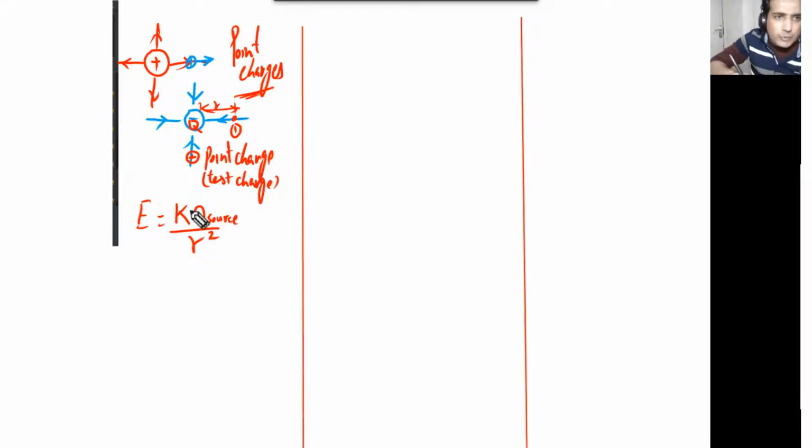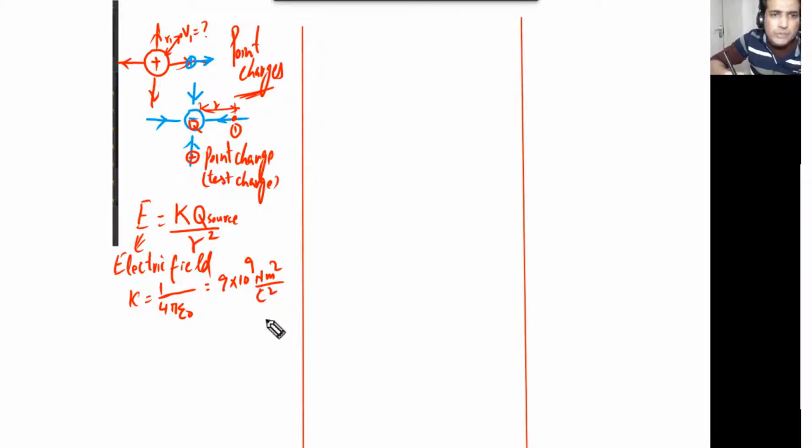Now, if we need to find the potential at any point, let's say we need to find the potential here, and this is a point charge, so it has no size. Let's say this distance is equal to R1. We need to find the value of V1, meaning the potential. So here this is the electric field. Also the K is equal to 1 over 4 pi epsilon naught, and the value of K is approximately 9 times 10 to the 9, in units of Newton meter squared per Coulomb squared.